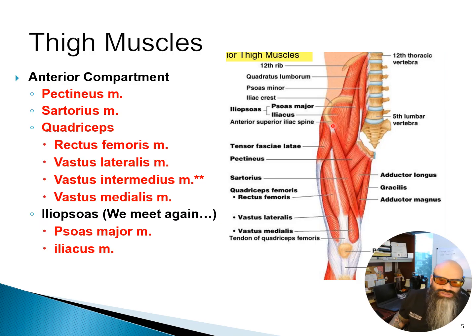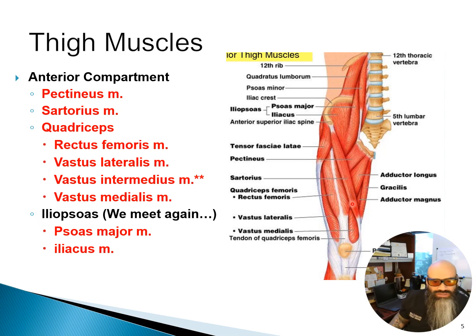Your sartorius is this long, slender muscle here that originates from the ASIS and inserts along the anterior medial aspect of the tibia at this region called the pes anserinus muscle group. It's just FYI, you need to know that.